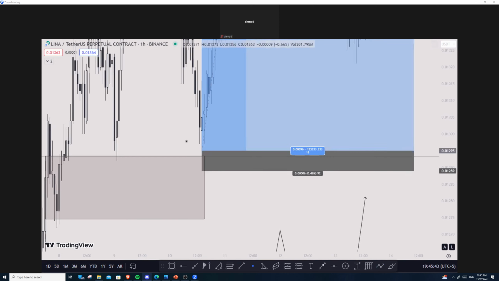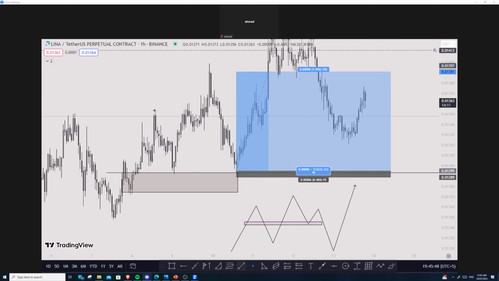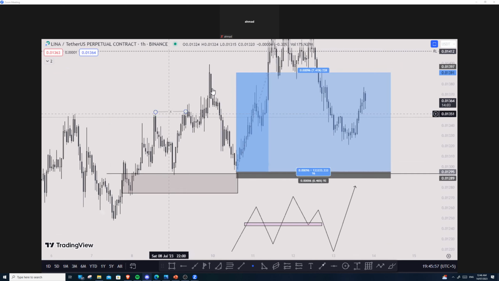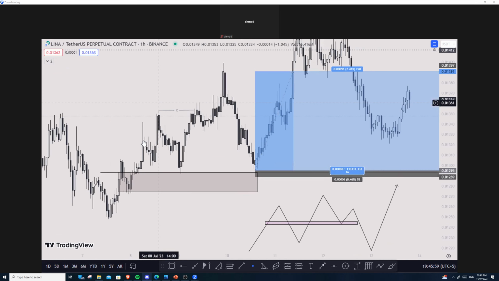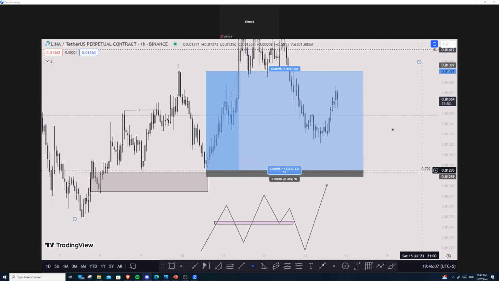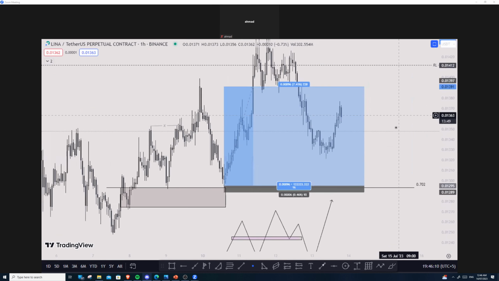Same happened here. We had a break of structure. This was the break of structure we had, and then price made another higher high, breaking this structure. We waited for the lower order block. This order block was substituted by a 0.702 Fibonacci, so it had more confluence with the order block.